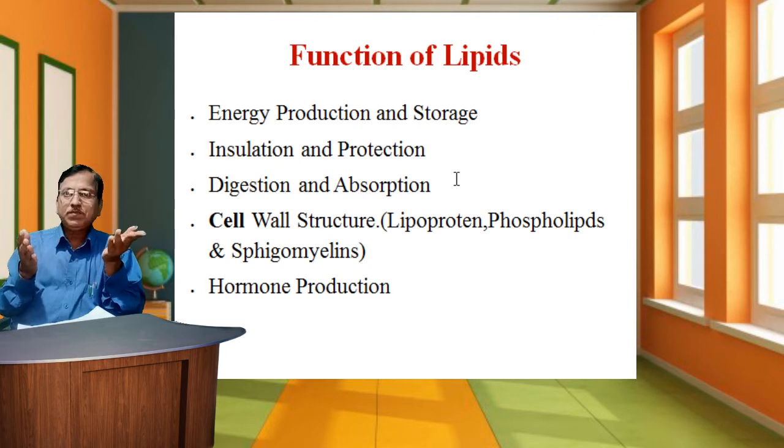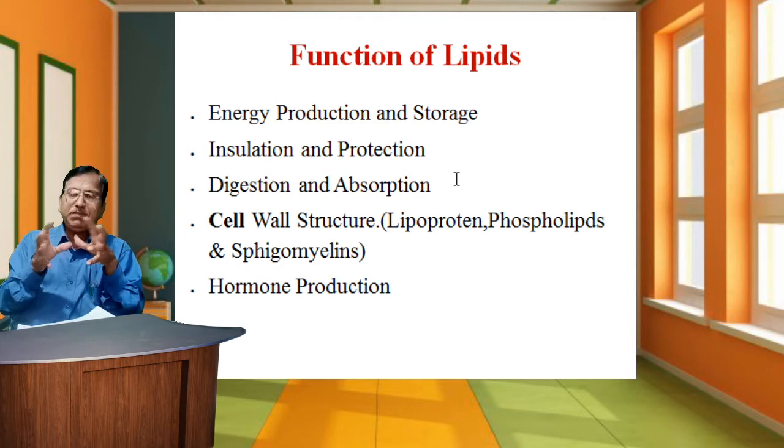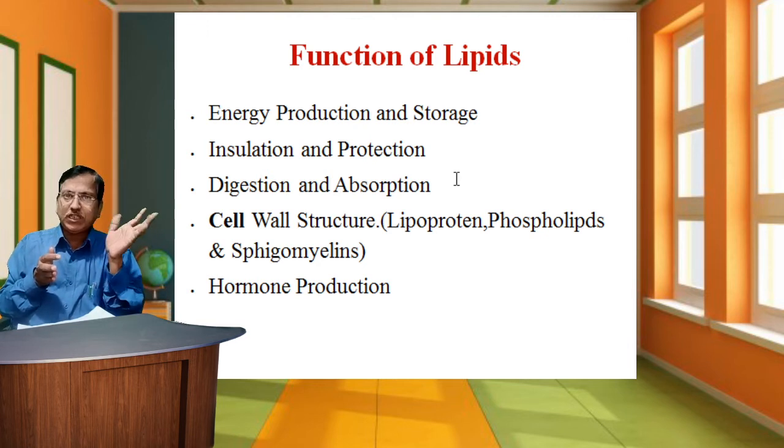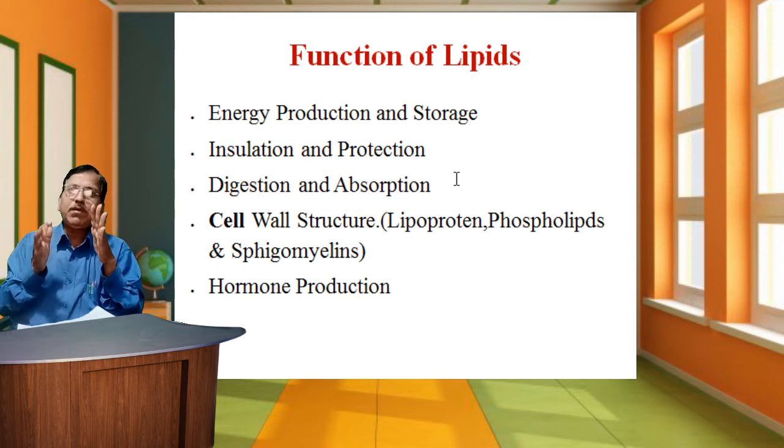Next is cell wall structure. Lipoproteins, phospholipids and sphingomyelin, as specific lipids, play the most important role in the cell wall as well as the plasma membrane. The cell wall is present in the plant cell and plays an important role in protection, and the lipoproteinous nature of the plasma membrane also plays a role in selective absorption. It is called the semi-permeable membrane.